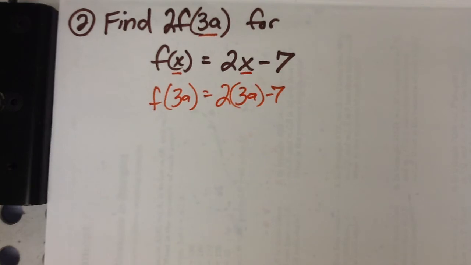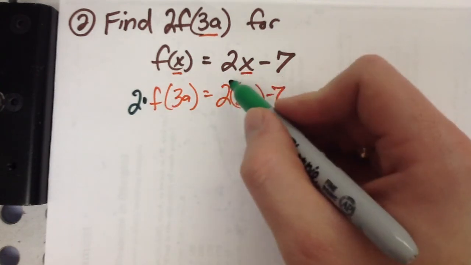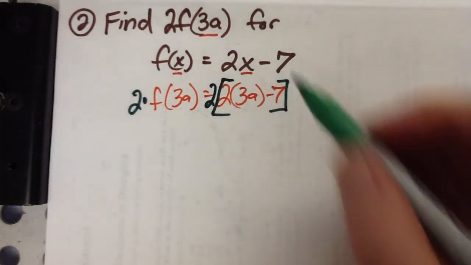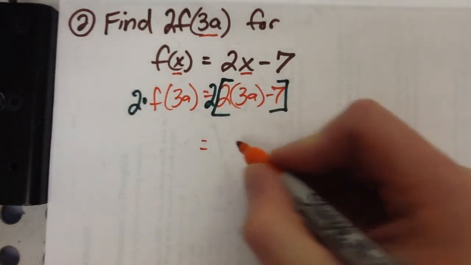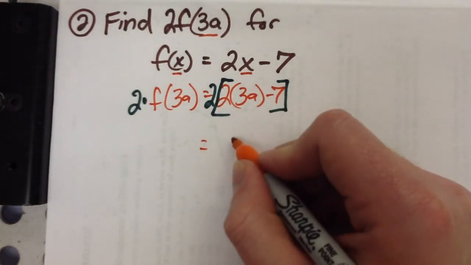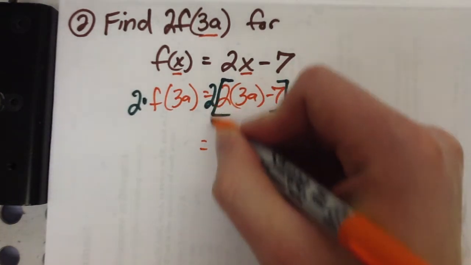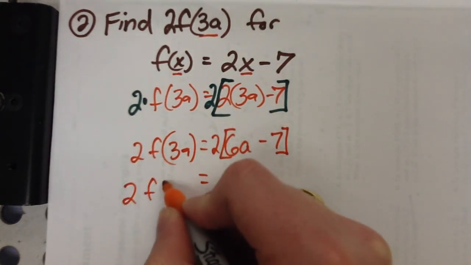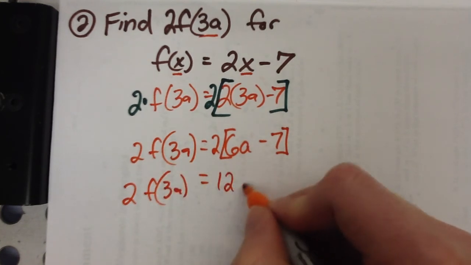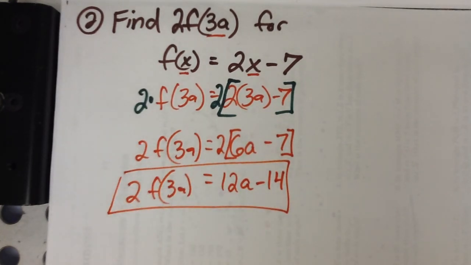Now, you had this 2 out front, so it's going to be twice this function. So here's the function. Put a big 2 in front of it. It's twice whatever we get inside those brackets. So do everything inside parentheses first. Follow the order of operations. 6a minus 7, it's still in brackets. This 2 comes down, so 2f of 3a equals 12a minus 14. And that's as far as we can go. So again, take your time, pause it, rewind it, do what you need to do, but that's what you should get.